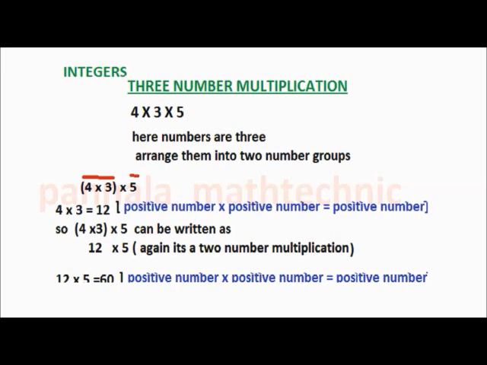So first take the group 4 multiplied with 3. We know that a positive number multiplied by a positive number gives a positive number. So 4 multiplied with 3 results in 12. In the place of 4 multiplied by 3, we can put 12. So now the equation becomes 12 multiplied with 5. Again it is a 2 number multiplication. So 12 multiplied by 5 is equal to 60. So again a positive number multiplied by a positive number gives a positive number.